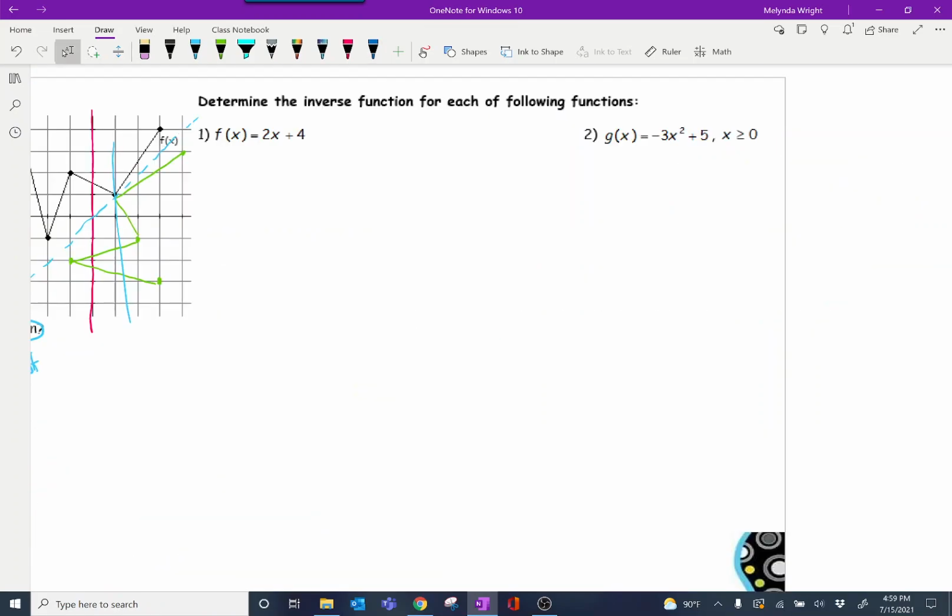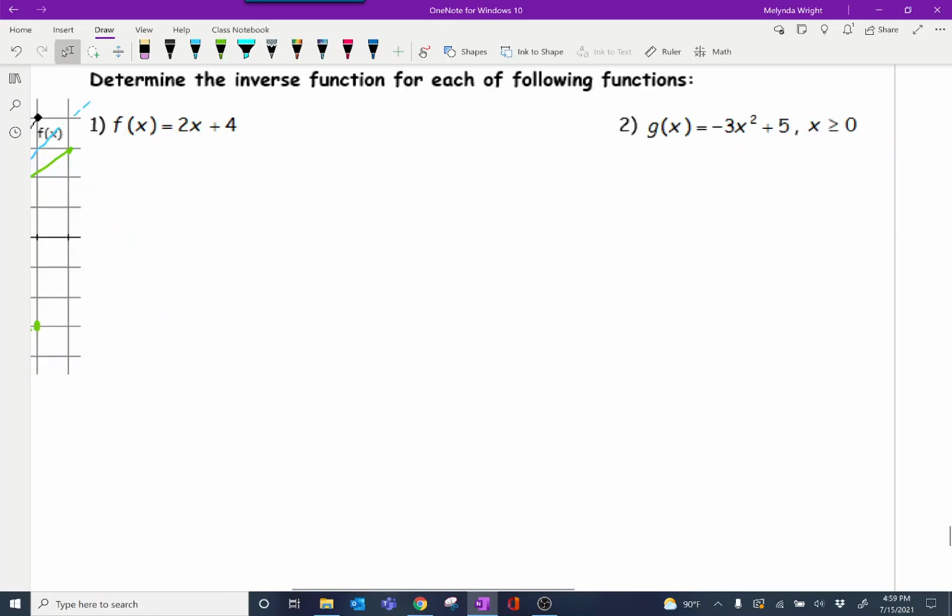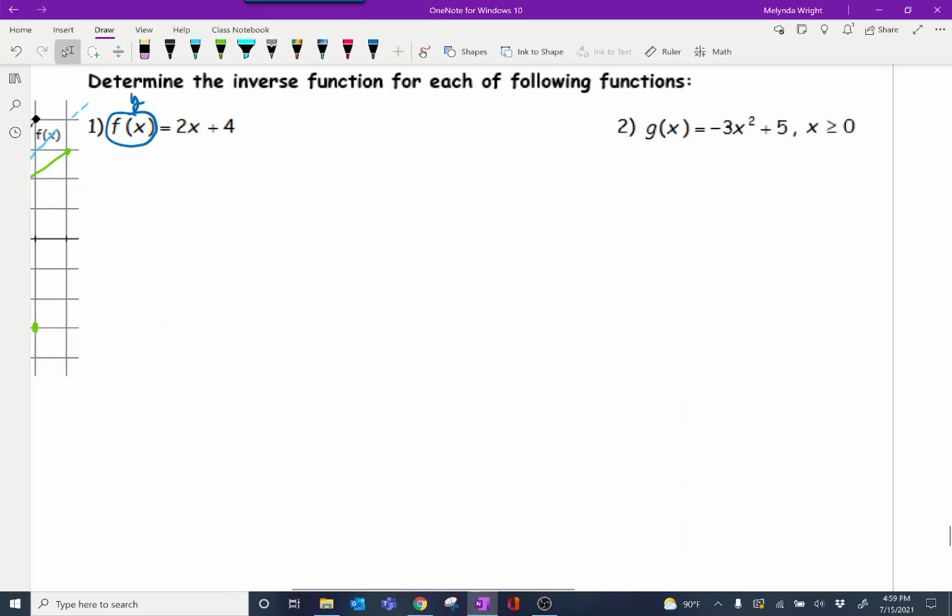So recall, maybe you do or maybe you don't recall, but this means y. That means y. So we're going to switch the x and the y. So the y becomes the x, and the x becomes the y. And then we're going to solve for y. So I'm going to move the 4 over, and then I'm going to divide by 2. So I divided each one of them by 2. I can divide them separately, or I could write it like this.